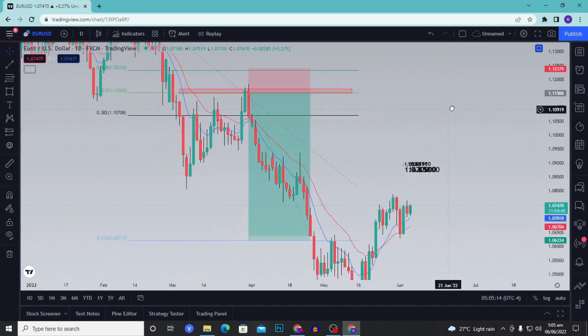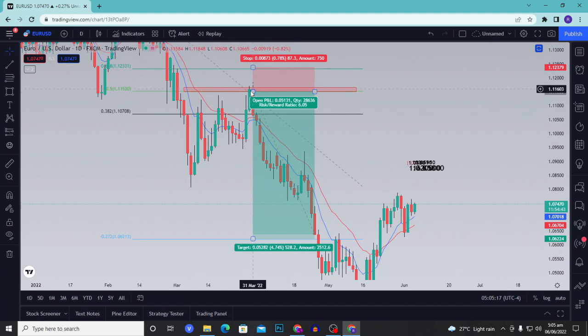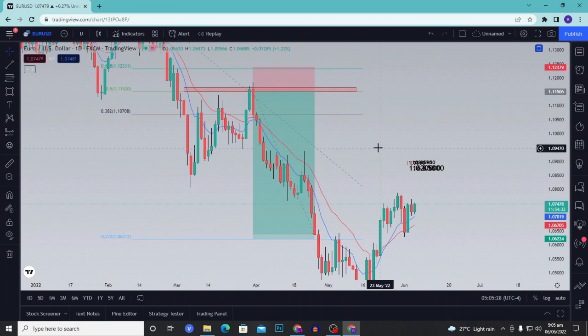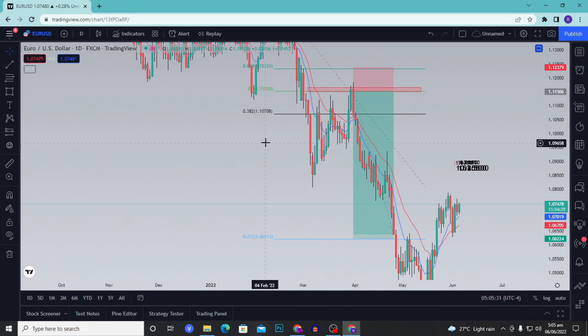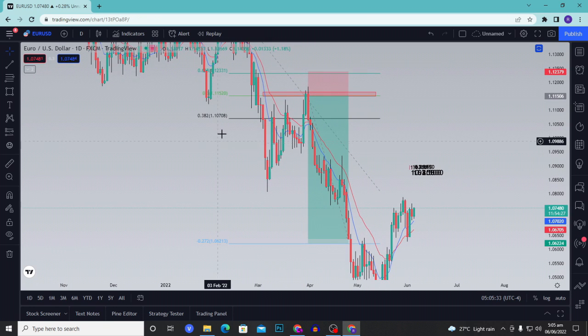And right there we have a trade. Almost no drawdown, just a little bit. The price didn't come anywhere near our stop loss. And we have a trade of a 1 to 6 risk to reward ratio. As simple as that.